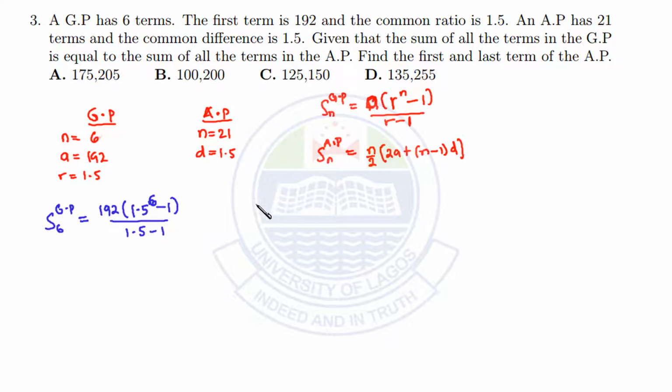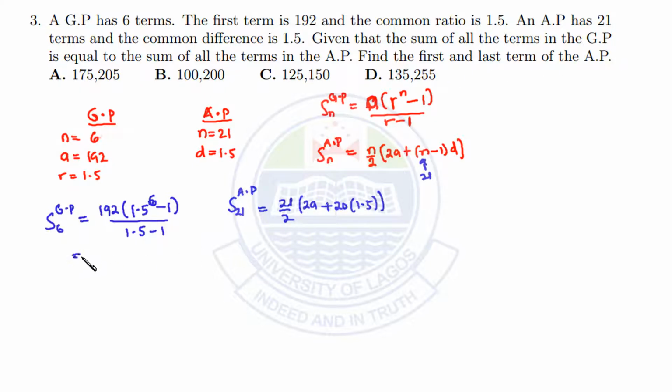And the sum of the first 21 terms, that is if you put n to be 21, of an arithmetic progression is given as 21 over 2 open bracket 2a plus 21 minus 1, so you have 20, plus 20 times your common difference. Your common difference is 1.5. Now don't forget that from the question it says the sum of all the terms in the geometric progression is equal to the sum of all the terms in the arithmetic progression.